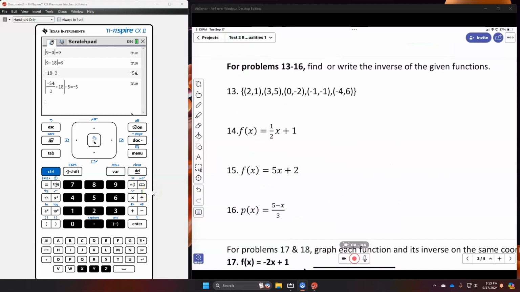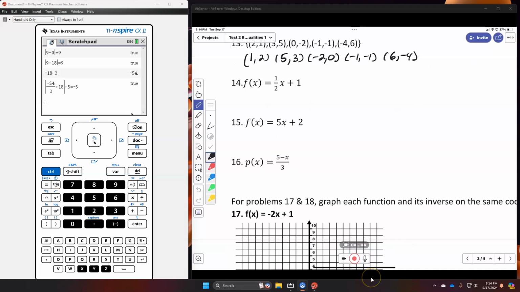So number 13, it says find and write the inverse of the given function. So we talked about inverse. We know that the x and y have to switch. So this will have to be 1, 2, 5, 3, negative 2, 0, negative 1, negative 1, and 6, negative 4.